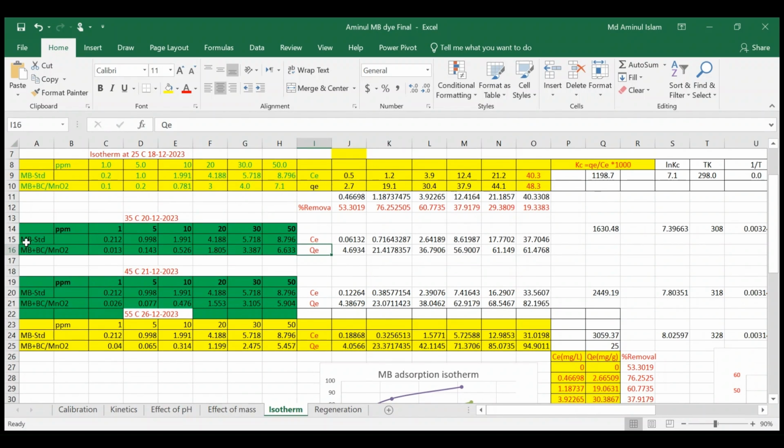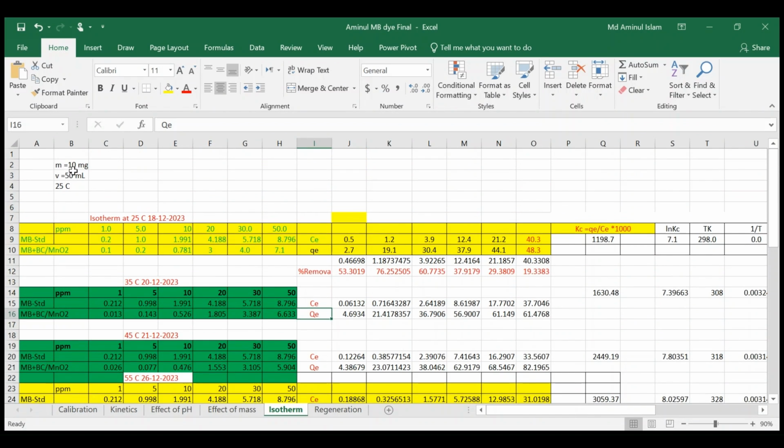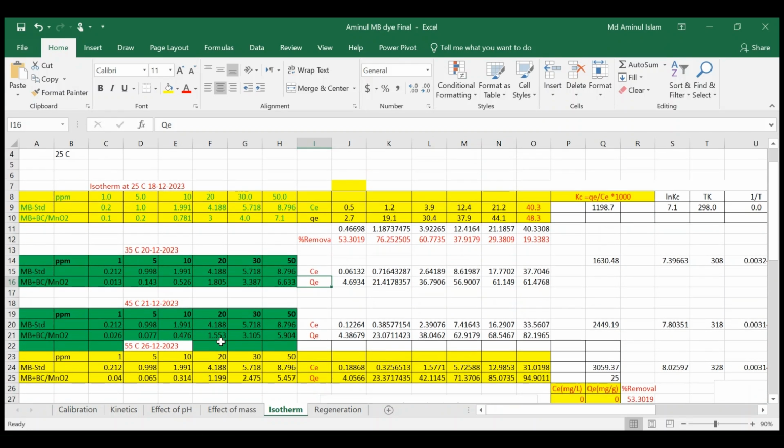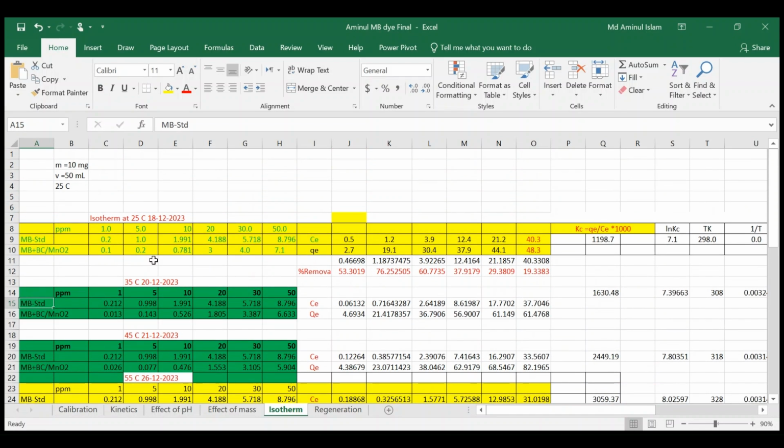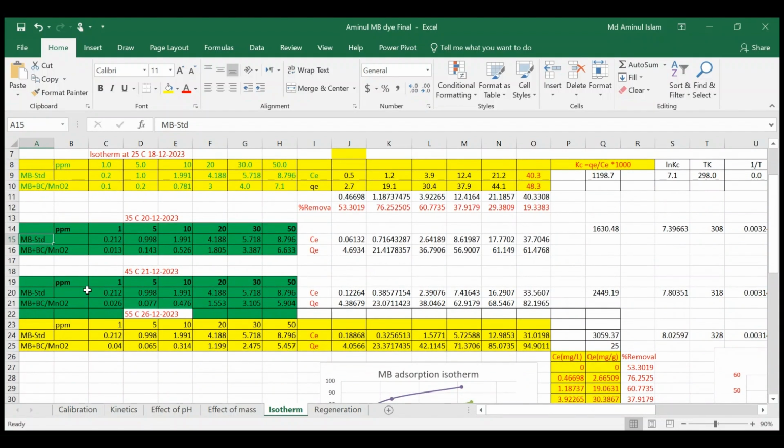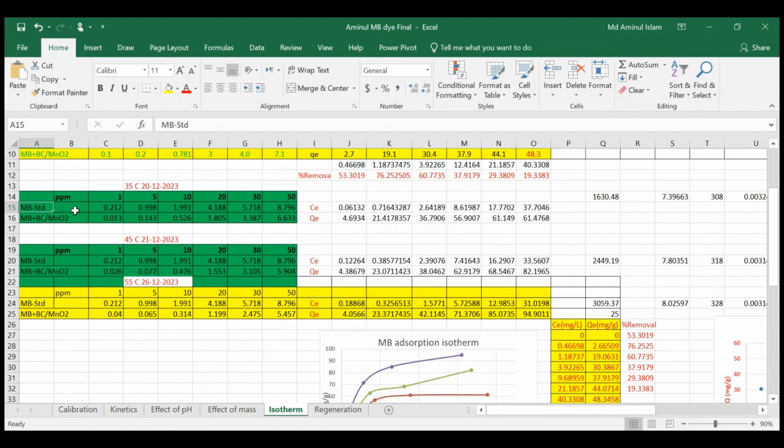For example, here the experimental condition is mass 10 mg, volume 50 milliliter, and temperature at different temperatures. So here is the initial concentration: 1 ppm, 5 ppm, 10 ppm, 20 ppm, 30 ppm, and 50 ppm. And this is the absorbance of 10 ppm methylene blue solution, which is this.